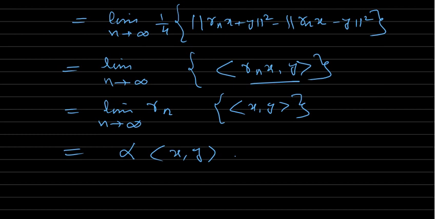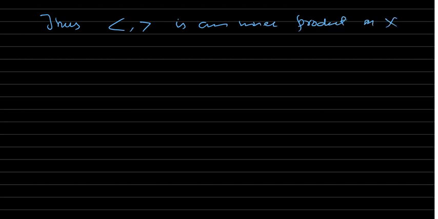Okay, all the properties. We have checked the symmetry property, and we have also checked scalar multiplication and linearity. So thus this is an inner product on x, and what is this? The inner product of x with x, you can see it's equal to norm of x whole square for all x in x.